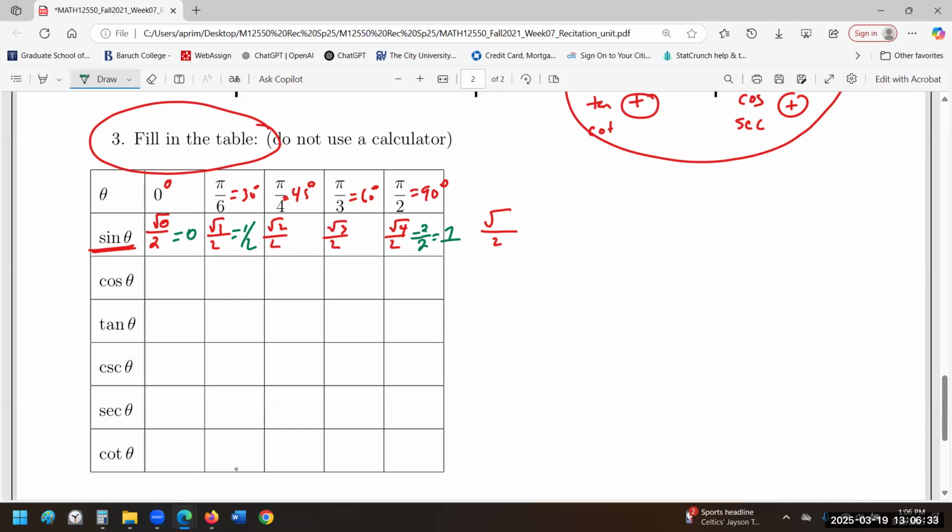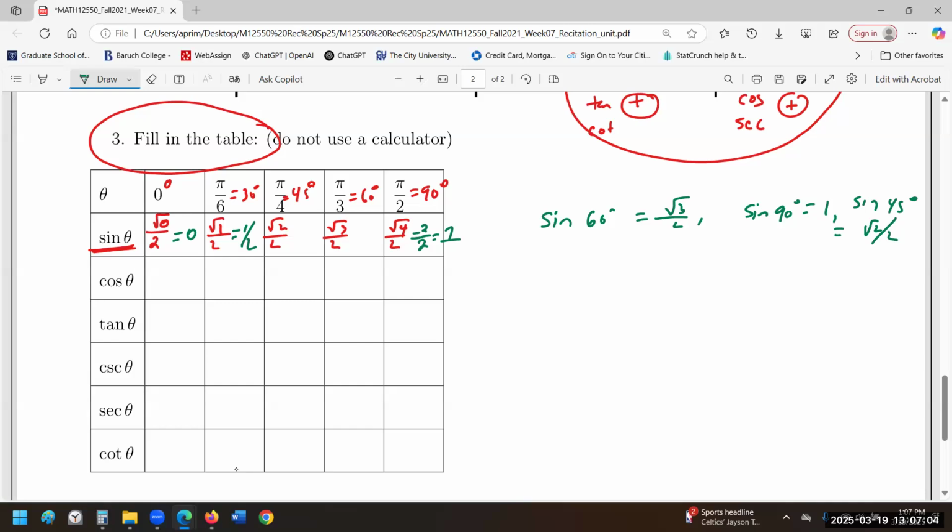That means without using the unit circle, you know what is sine, let's say 60 degrees. Sine 60 degrees is root 3 over 2. You also know what is sine 90 degrees. Sine 90 degrees is 1. You also know what is sine 45 degrees. Sine 45 degrees is root 2 over 2.